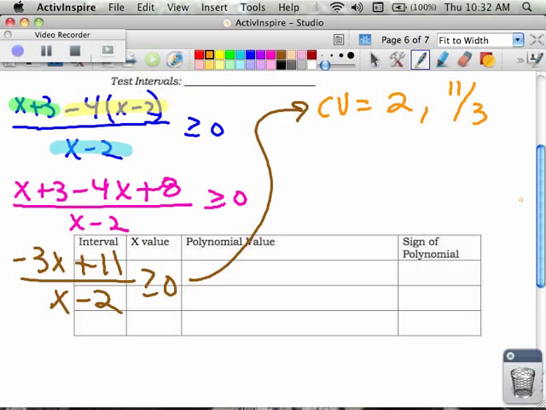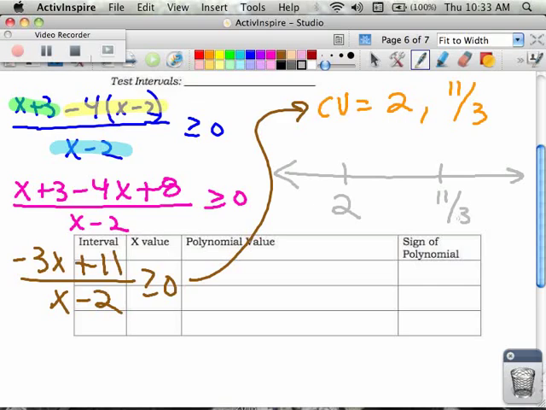Next is the number line. So let's make the number line. I put my critical values on there. Which one's smaller? 2. And then 11/3 must be bigger because that's 3 and 2/3. So I'm going to pick some values and see what happens. I'm going to pick a number to the right of 11/3, something really huge like 10.